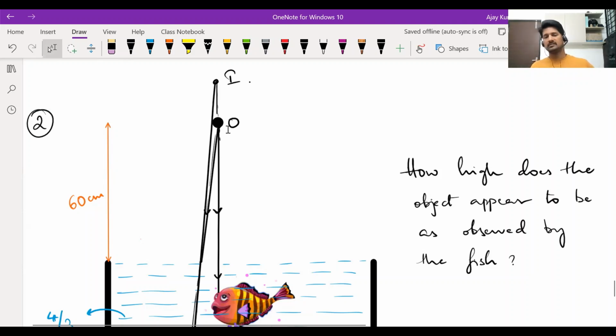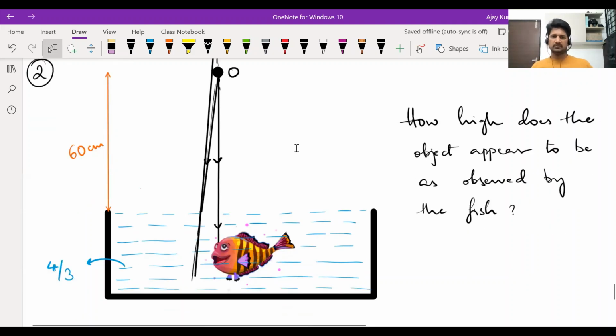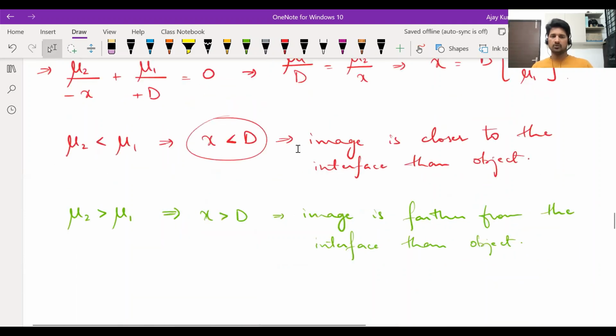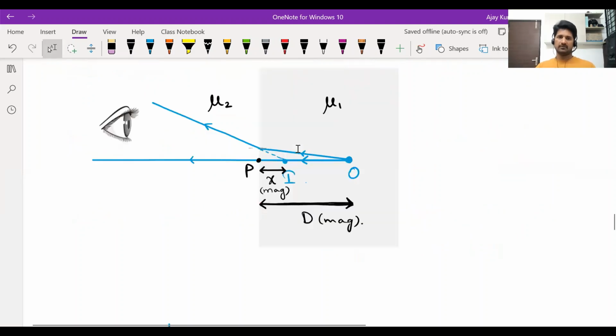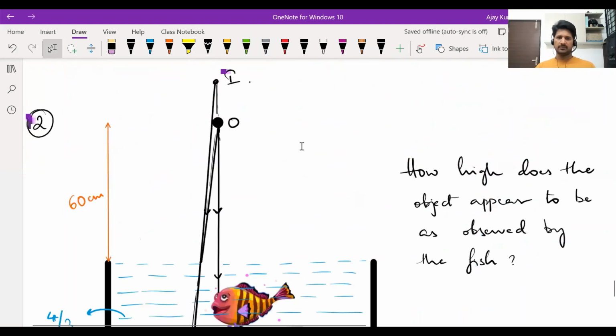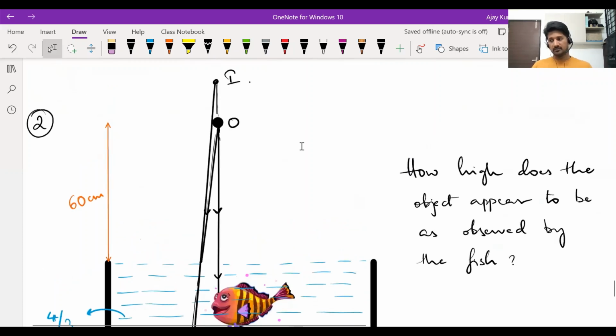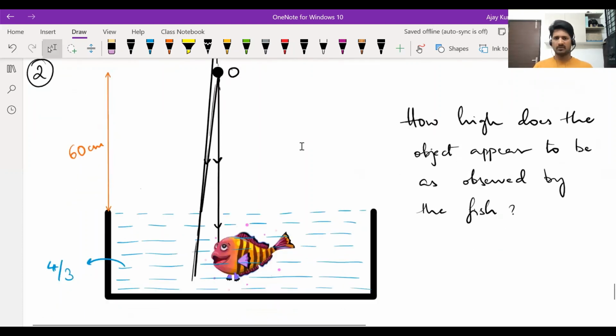Image appears farther than the object. And we know that when we had written that here, when mu2 is more than mu1, means incident rays are in rarer medium, refracted rays are in denser medium, then image is farther than the object from the interface. So that is what is happening here. So the object appears to be higher than it actually is. But the formula is the same. You can use the apparent depth formula itself.